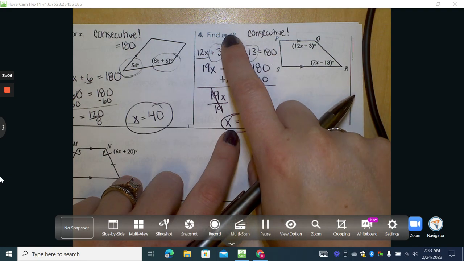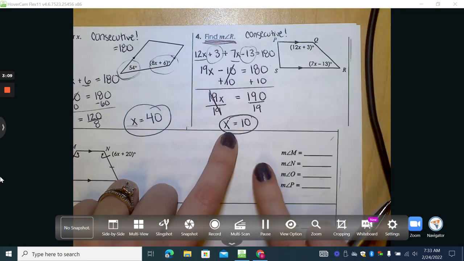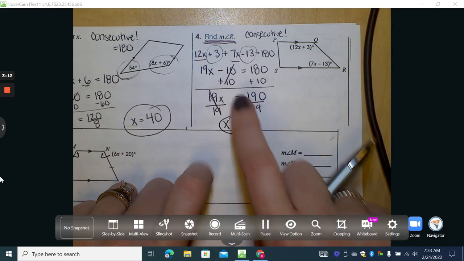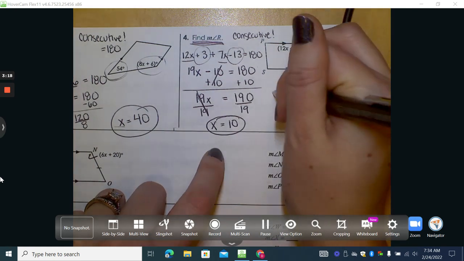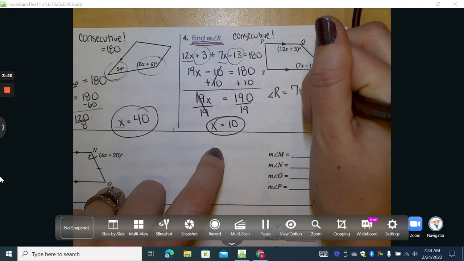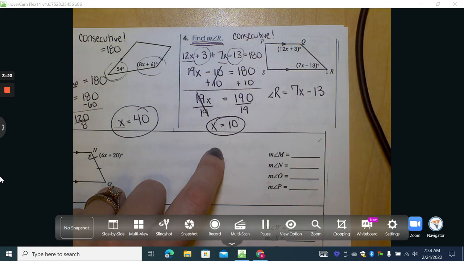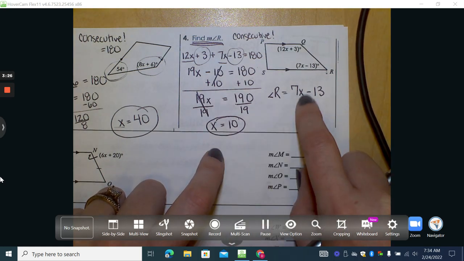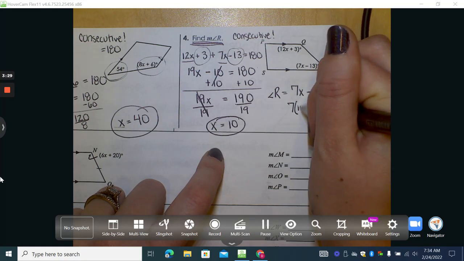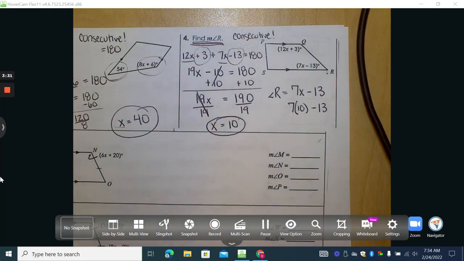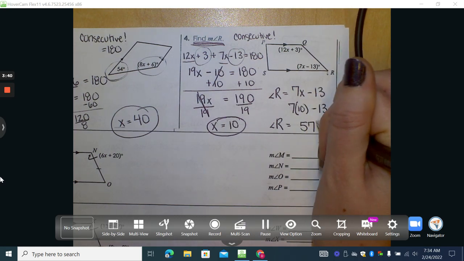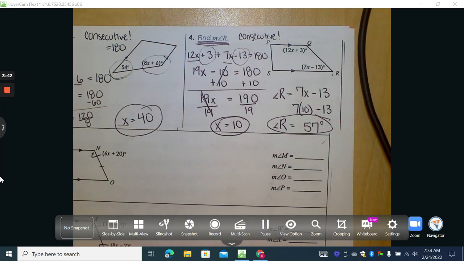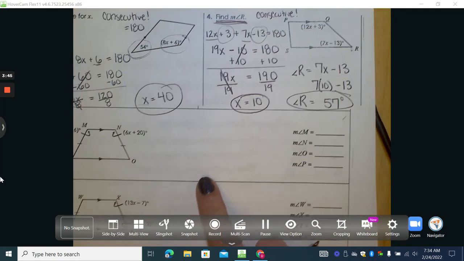Now, this isn't my final answer. It's actually asking us to find the measure of angle R. So I'm going to take this x value and plug it back in for angle R. Angle R is 7x minus 13. So what I'm going to do is put that 10 into the x spot. I'm going to have 7 times 10 minus 13. 7 times 10 is 70. And when I subtract 13, angle R is 57 degrees. So lots of plugging back in on some of these.